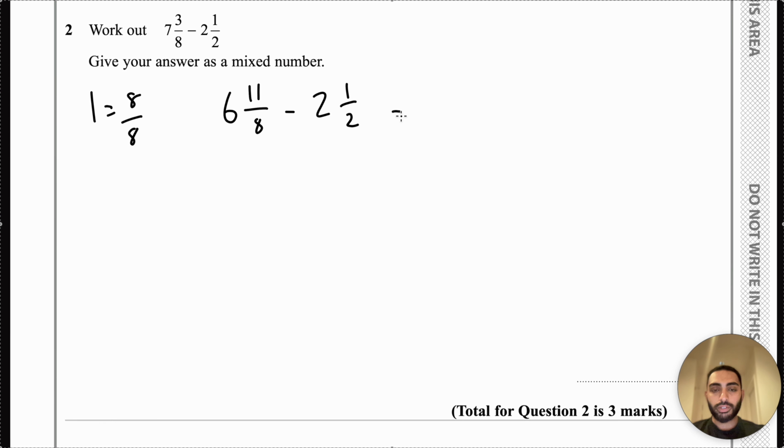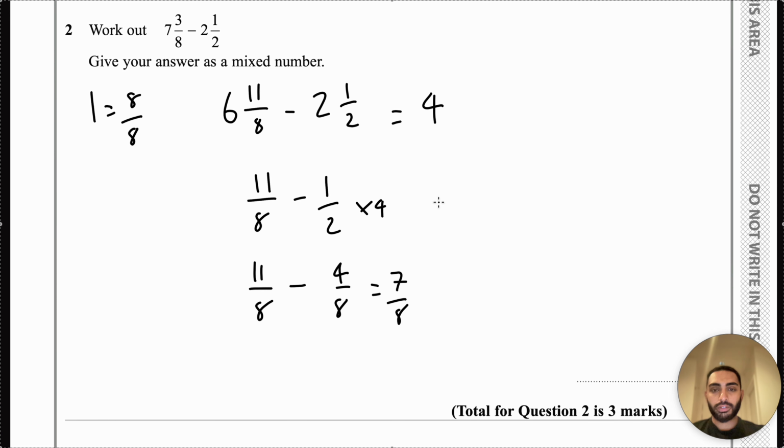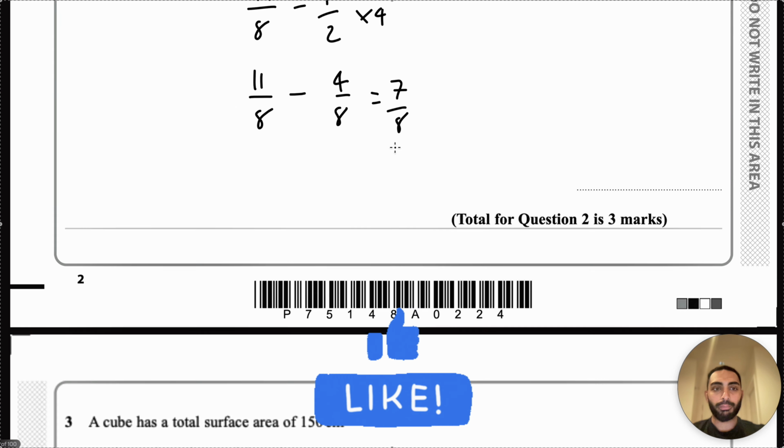So 6 take away 2 is 4 and I need to do 11 eighths take away a half. So 11 eighths take away 1/2. My lowest common multiple of the 2 and the 8 is going to be 8. So I've multiplied this one by 4. So this would become 1 times 4, which is 4, and this would stay the same. And 11 take away 4 is 7, so that's 7/8. So my final answer is 4 and 7/8, and it's already as a mixed number, which it asks for.